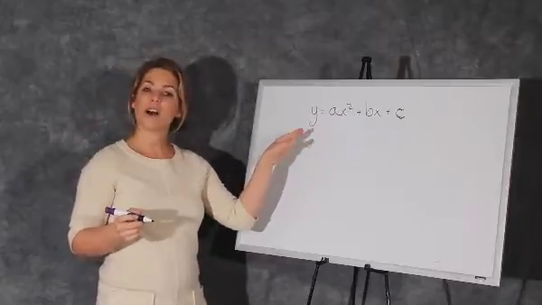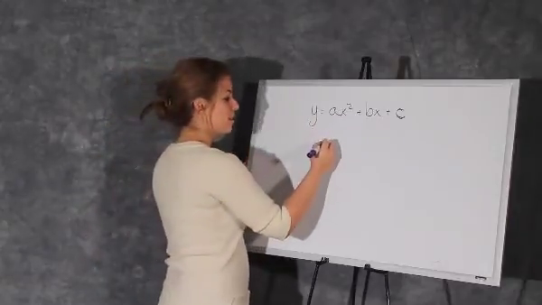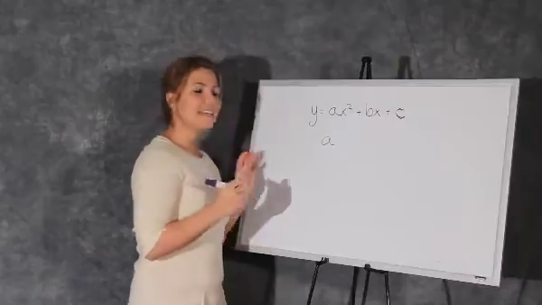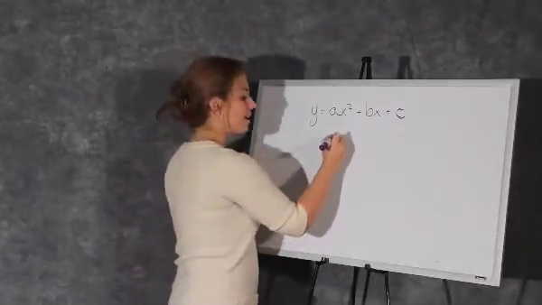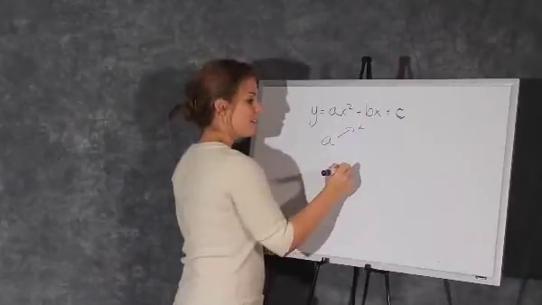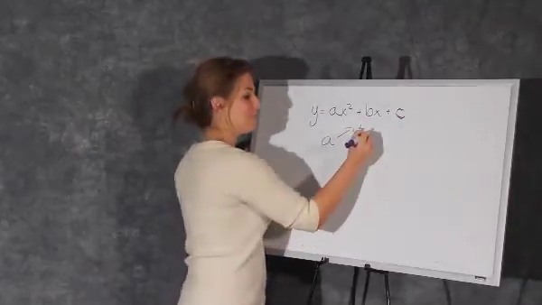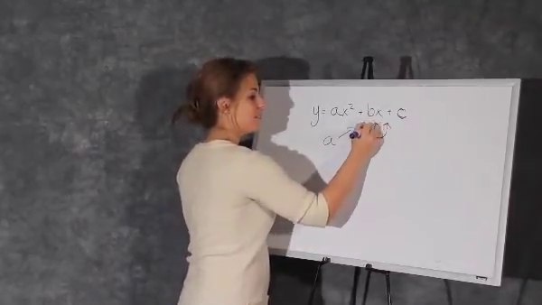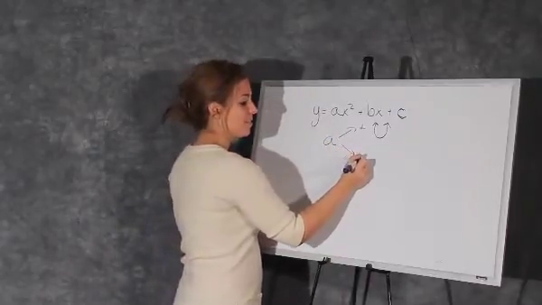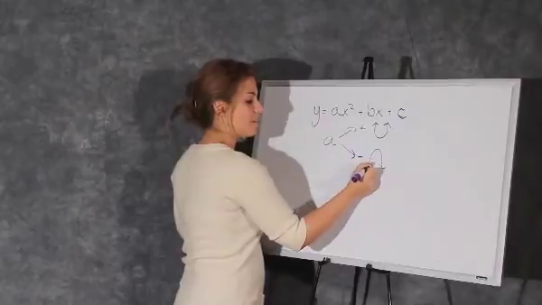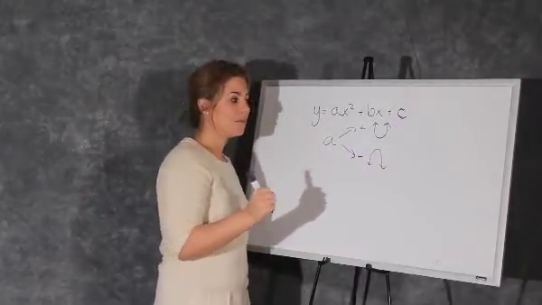So if we start off with a, it tells you a lot about the parabola. First of all, if a is positive, then you know you have a happy face parabola, and it opens upward. If a is negative, then you have a sad face parabola, and it's going to open downward.